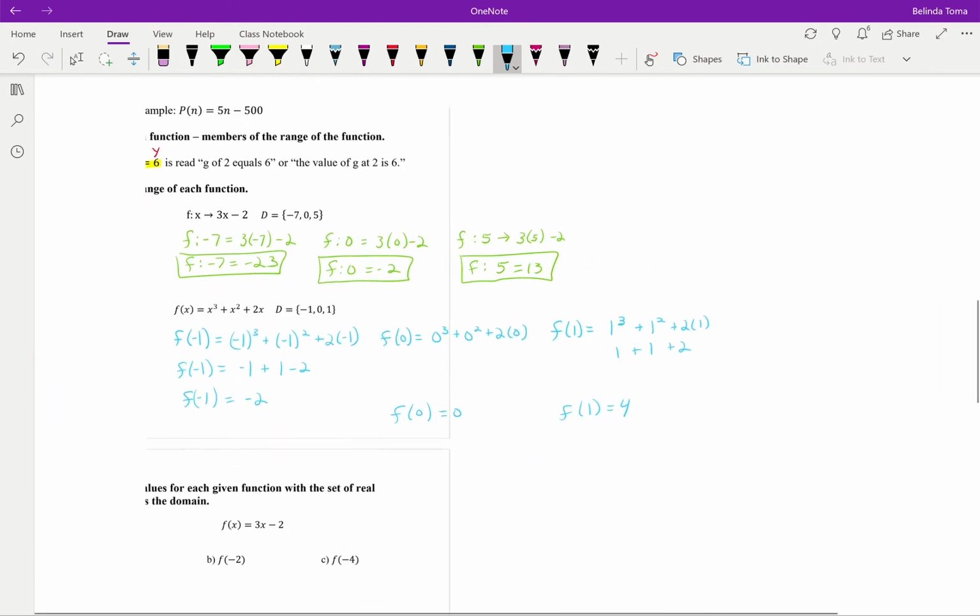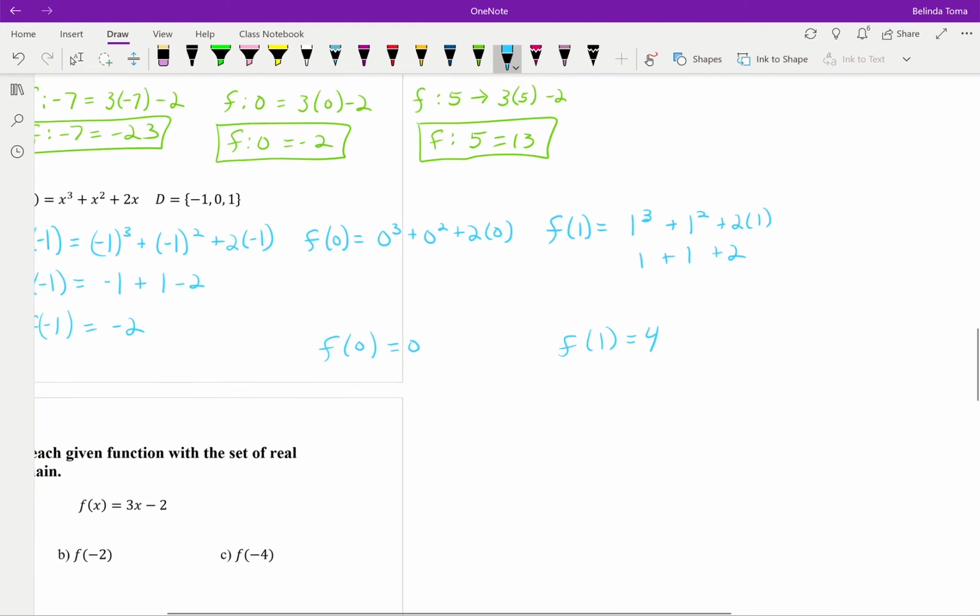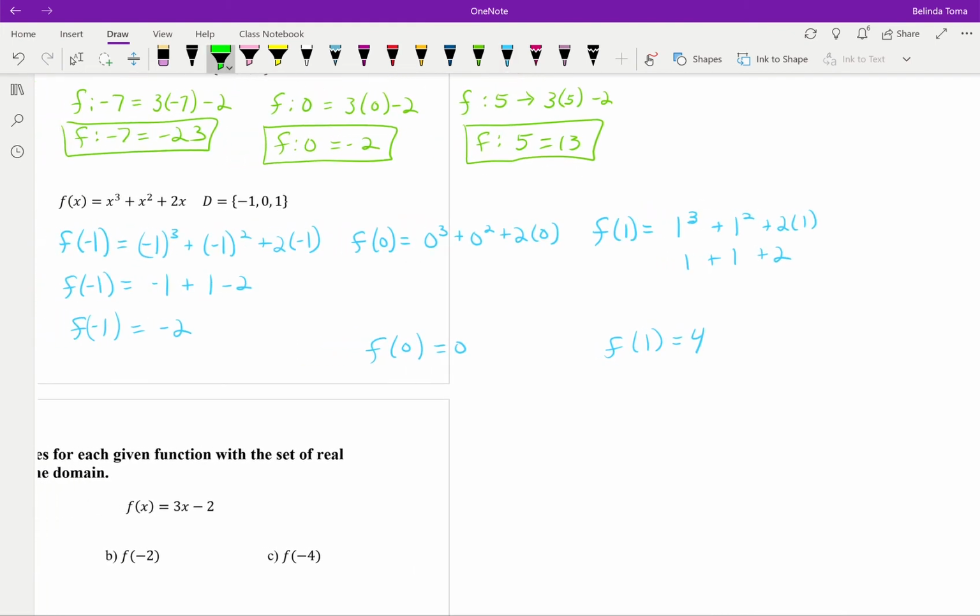So my domain in this function was -1, 0, and 1. My range will be the numbers that I just found. So my range can be listed in a similar way as -2, 0, 4. And again, we have a limited domain, so therefore we have a limited range.